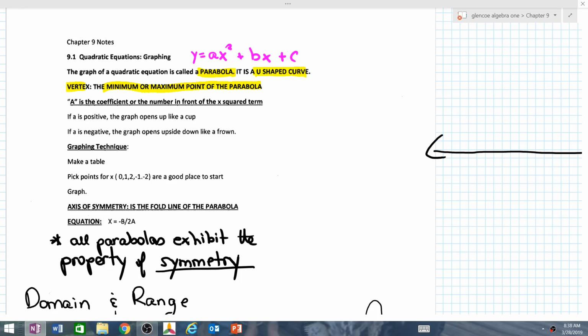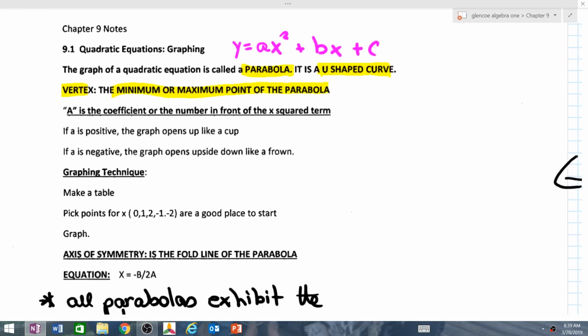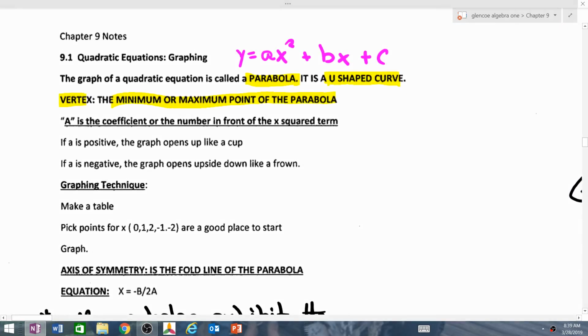If you're following along with your notes, I want to take you to like the second or third page, the typed page that looks like what you see on the screen in front of you. And I just want to bring out a few highlights here because I think this is important.